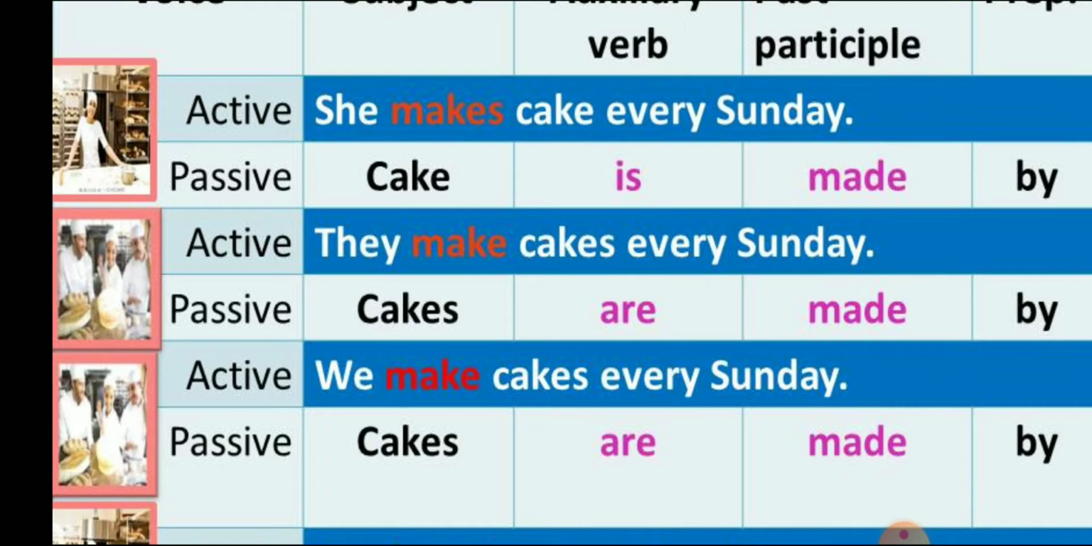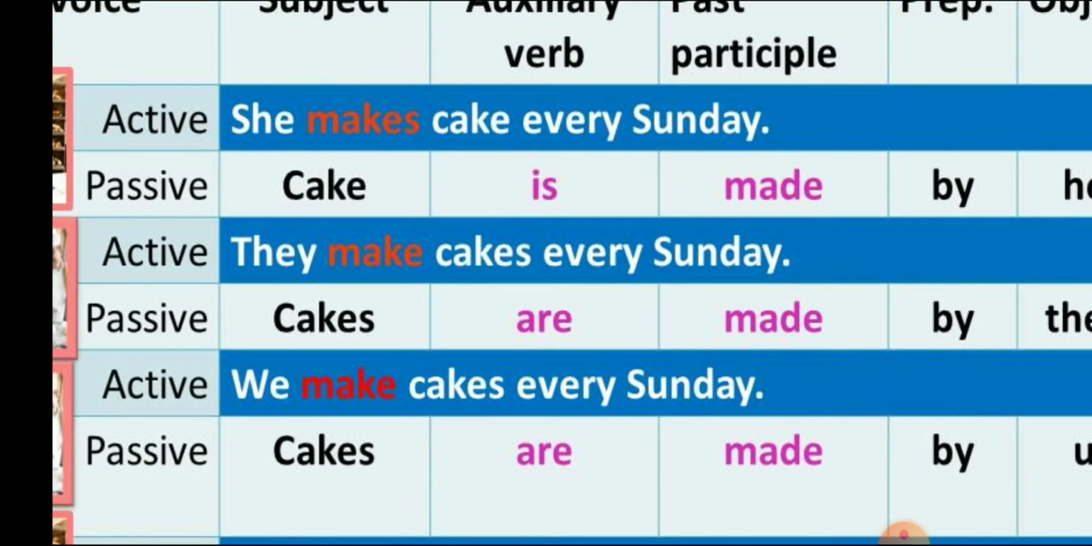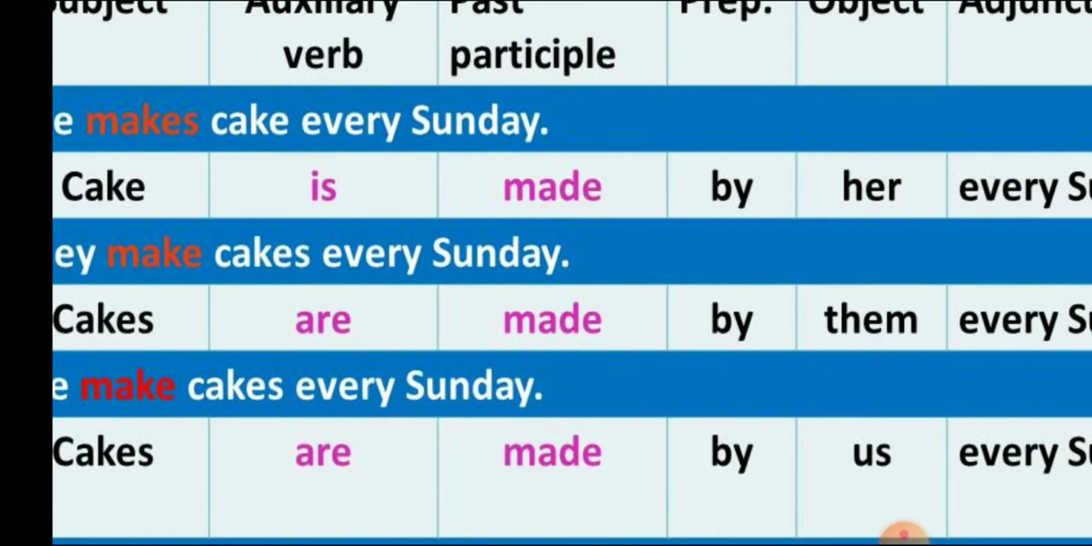Now interchange the subject and object. So here, cakes are made by them every Sunday. Here they, the objective case for they is them. And just because cakes is a plural subject, it should agree with the plural be verb, present tense form, are, plus past participle, by them.